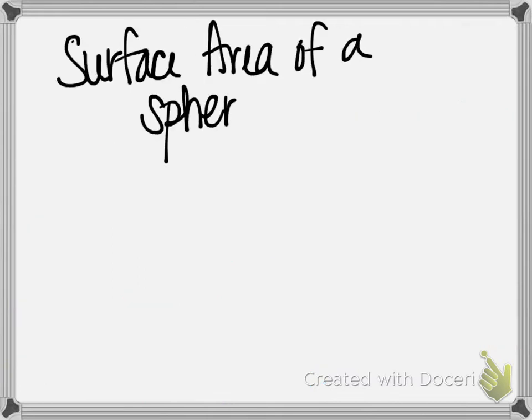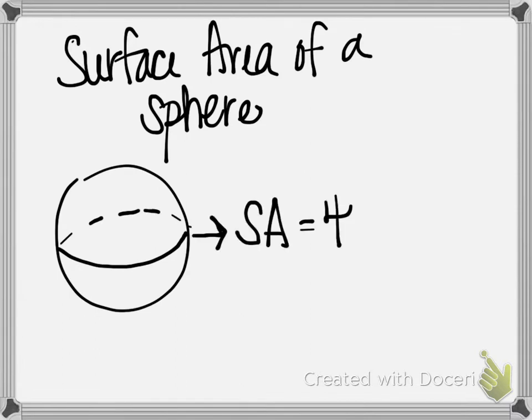Okay, so now we need to come up with a formula for the surface area of a sphere. For today, we're just going to take the formula for what it is, and I will explain it to you later how we come up with this formula. So the formula is surface area is 4 times pi times r squared. Make sure you are using the radius for r.